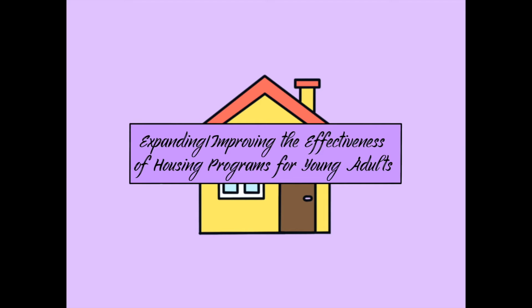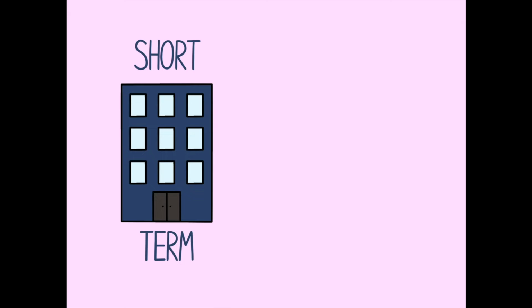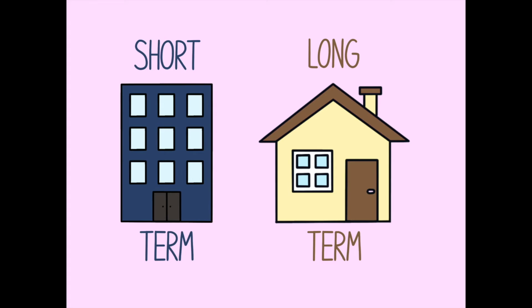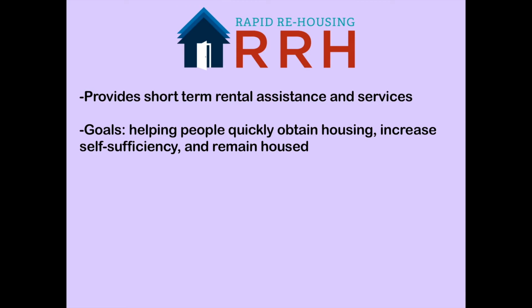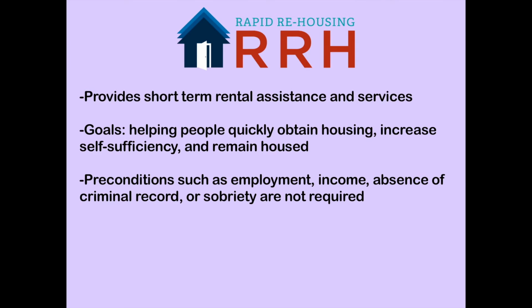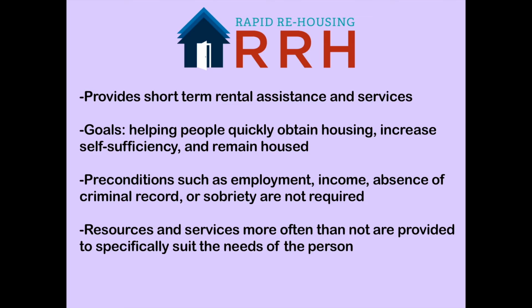Next is expanding and improving the effectiveness of housing programs for young adults. When family reunification is not possible, providing youth with short and long-term housing options is very important. A recent innovation that has been helping youths all around the country is something called rapid rehousing. RRH provides short-term rental assistance and services with the goals of helping people quickly attain housing, increase self-sufficiency, and remain housed. Preconditions such as employment, income, absence of criminal record, or sobriety are not required, and their resources and services, more often than not, are provided to specifically suit the needs of the person.